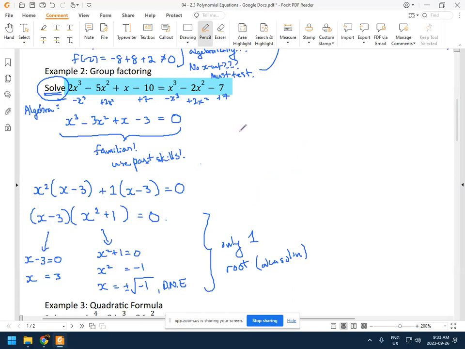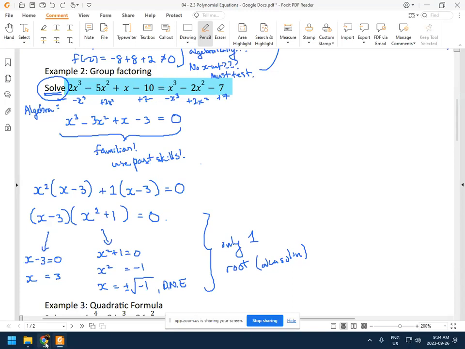Is there a way to quickly check how many solutions there are in a cubic? Not so much. Okay. Only one root, aka solution. What that means is this cubic will equal this cubic at only one location. That's what it means. Let's take a look.